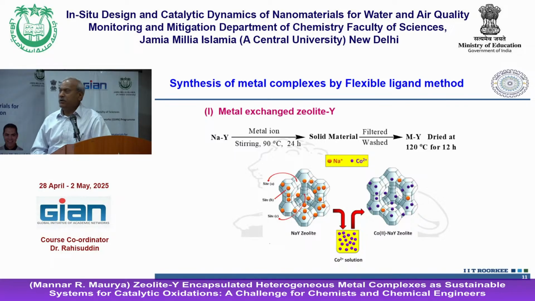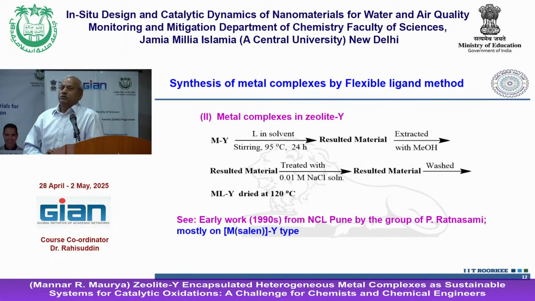You first have NaY, then exchange it. You can have a metal-exchanged material, as this slide shows, like you have a Co2+ ion. Not 100%, but 60, 70 percent of the metal ion can be inserted into the cavity of the zeolite, and then you have a solvent. Earlier, when we started, we were not able to understand very well, so we selected a kind of ligand having a low melting point. Melting point means at a certain temperature it will melt and form a liquid.